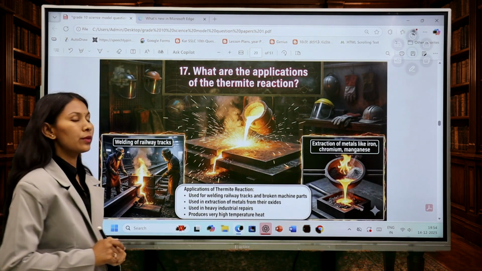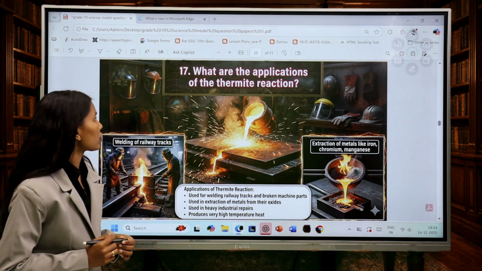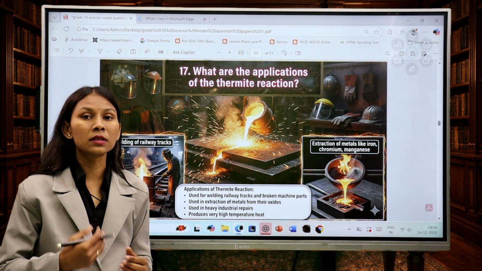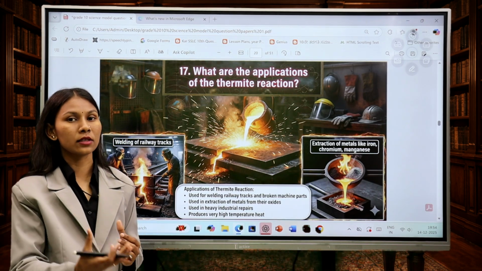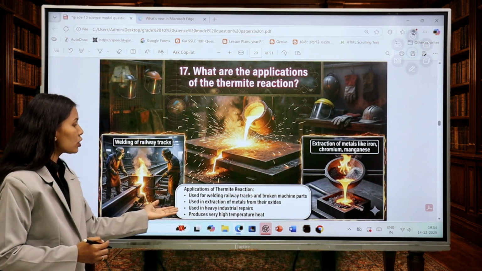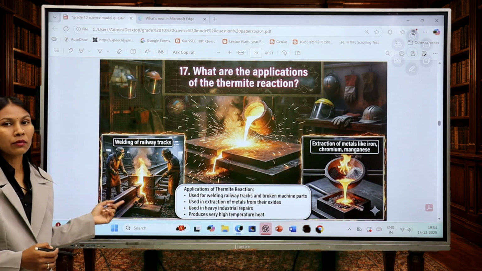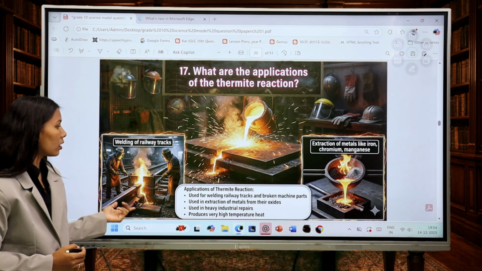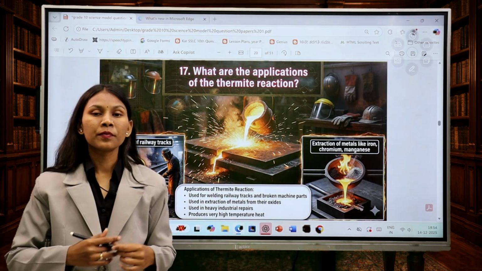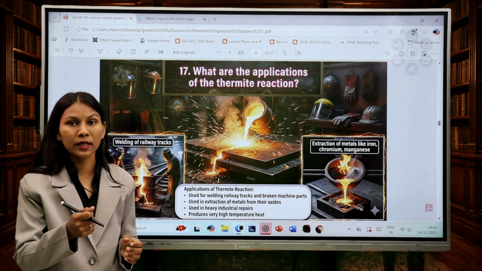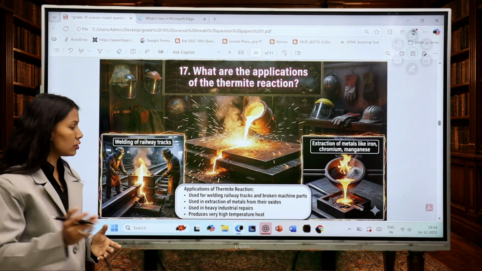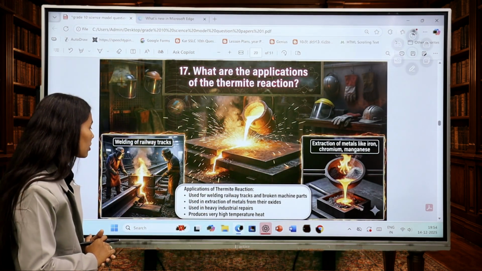17th question, what are the applications of the thermite reaction? Thermite reaction here refers to the release of heat energy. So let's see what the applications are. Used for welding railways, as you can see here, they are welding the railway tracks and broken parts of the machine. You'll see in some places they weld metals, welding iron. Here the thermite reaction is used. So this is one application.